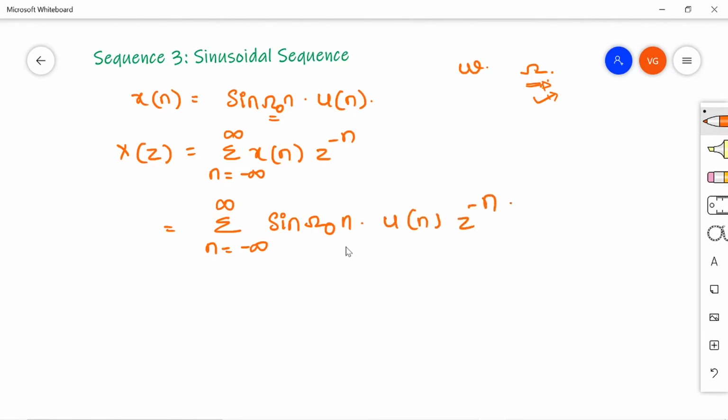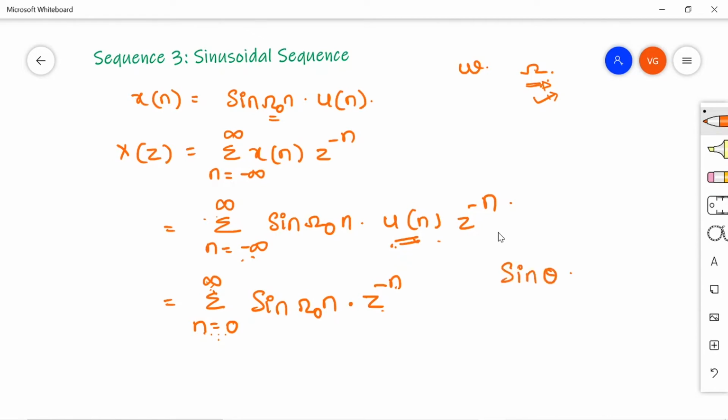If you observe here, u of n is a unit step sequence which is defined only for the positive sided sequence. So the summation will now reduce to n running from 0 to infinity. From minus infinity to 0, u of n is 0, so the entire thing will go to 0. Only n equal to 0 to infinity is defined. In these limits, u of n is 1, so I am not writing that. Z power minus n.